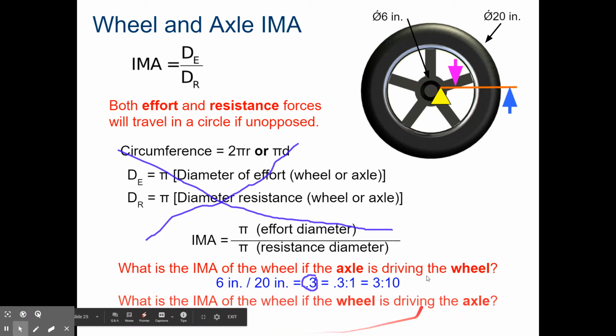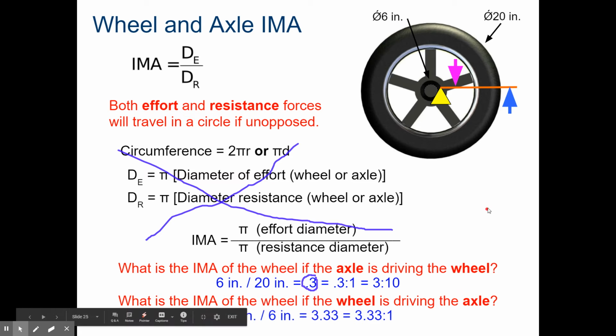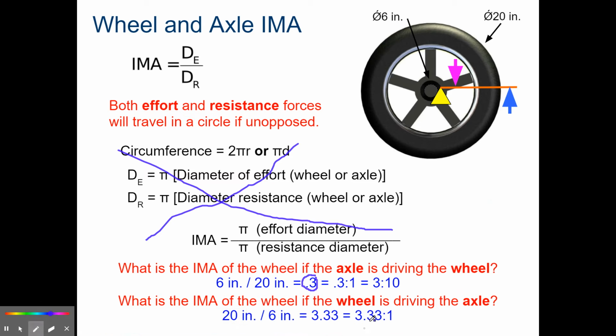Now let's flip it. What is the IMA of the wheel if the wheel is driving the axle? This time, your effort is out here, with the wheel. Your resistance is with the axle. So your effort distance is the 20. Your resistance distance is the 6 because now the wheel is driving the axle. And you can see the difference here. This time, 20 inches divided by 6 inches gives us an IMA of 3.33. So it's a little bit easier for us if we use the wheel to drive the axle rather than the axle to drive the wheel.